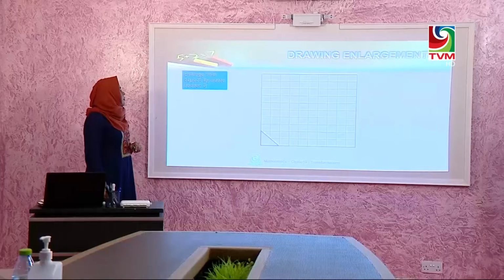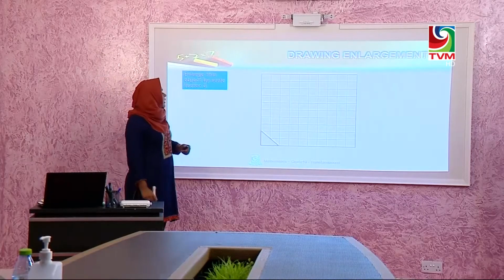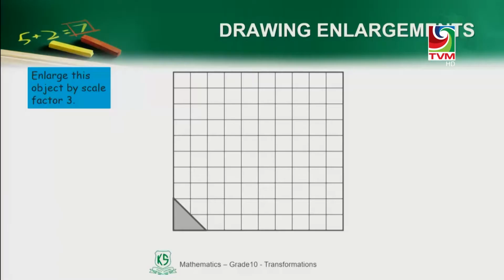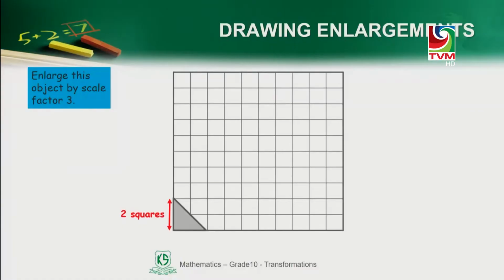Okay, now look at another example. Here in this example we have to enlarge the triangle given here by the scale factor 3. Here also the center of enlargement is not given, so it doesn't matter where you draw your enlargement, but you have to enlarge the triangle by scale factor 3, meaning your enlargement will be 3 times bigger than the object. Now we are going to follow the same steps. Identify a side of the shape and find the length.